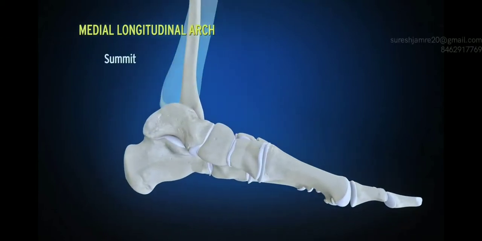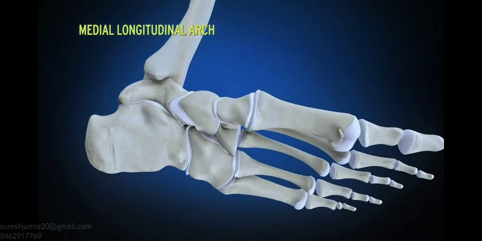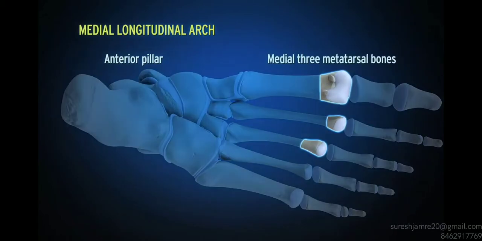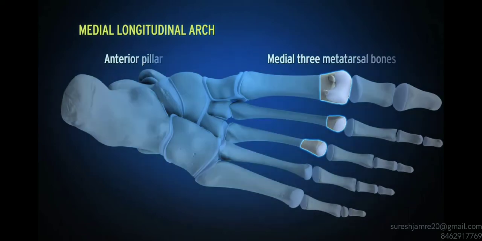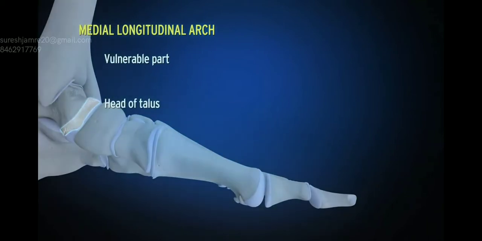Summit. Summit of the arch is formed by trochlea upper surface of talus. Posterior pillar. It is formed by the medial tubercle of calcaneus. Anterior pillar. It is formed by the heads of medial 3 metatarsal bones. Vulnerable part of medial arch is head of talus.